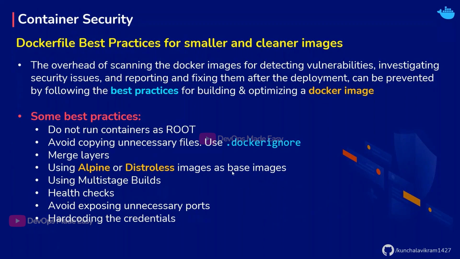We all know to try using Alpine or Distroless as the base images, as they reduce the size. In this demo I'm going to show you how to use Distroless images to reduce the size of the images, and how Distroless images can further enhance the security of your Docker image. We also know that using multi-stage builds can reduce the size of your image, so I will talk about this in today's demo. You should also have health checks in place so that your container can be checked on whether the application running inside it is healthy or not.